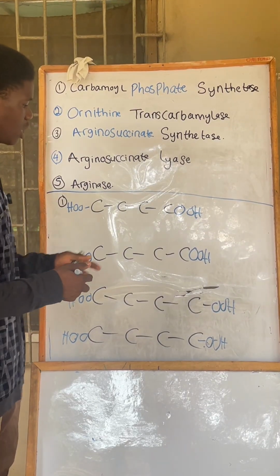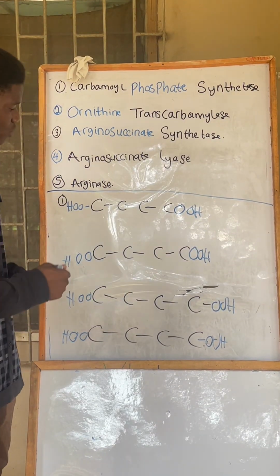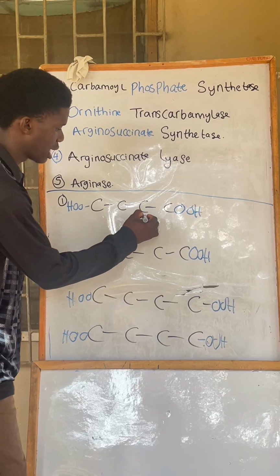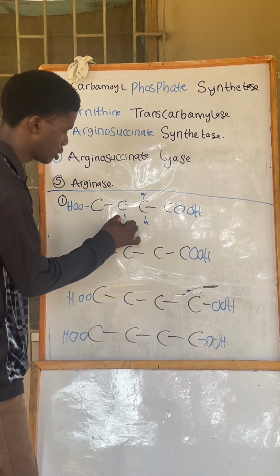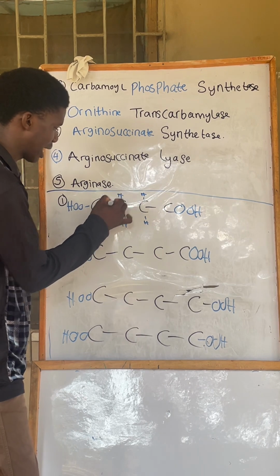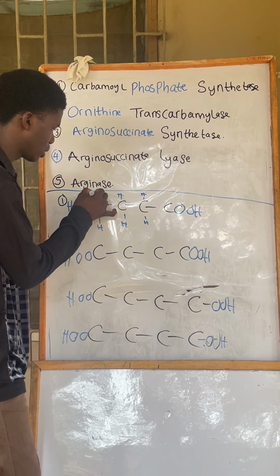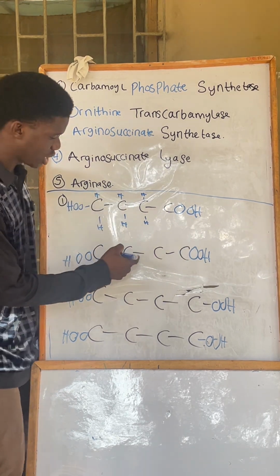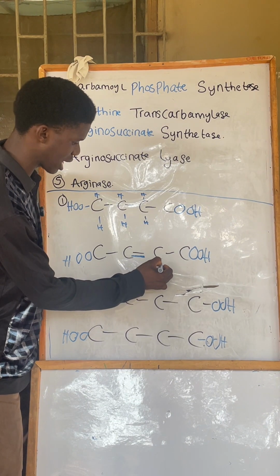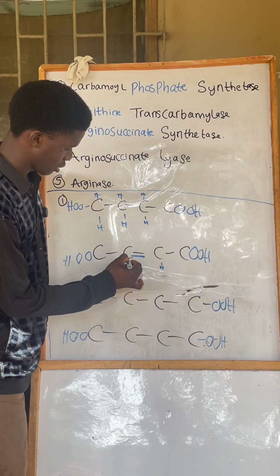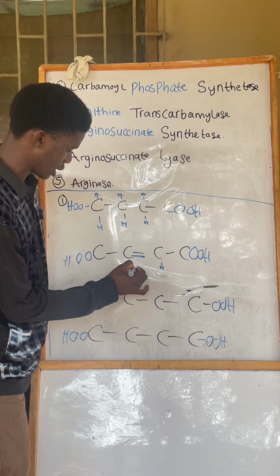So now let's look at these guys. This one has nothing, only hydrogens. But this guy has a double bond here. It means we will have one hydrogen here and one hydrogen here.